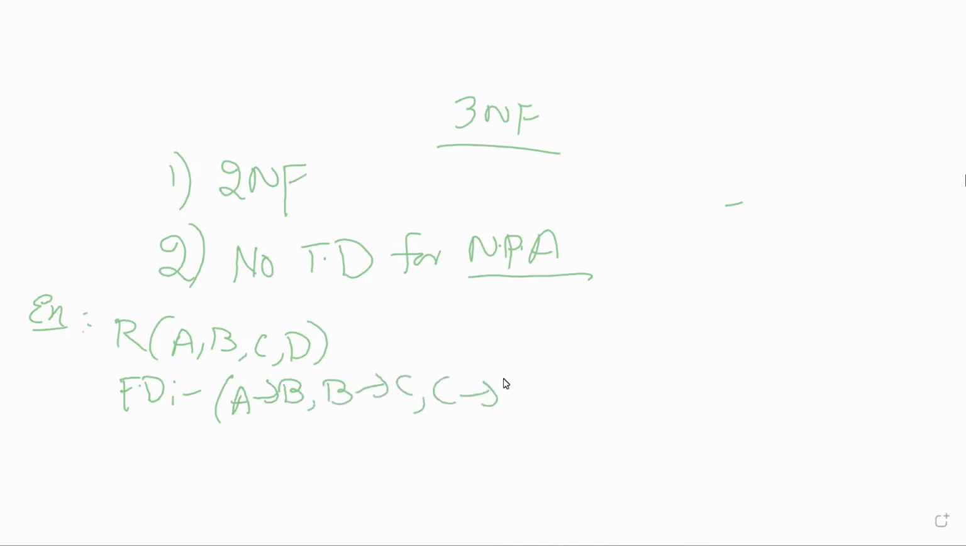C tends to A. No, this example we have already done, so I will just change this. Yes, now I want the answers for super key, candidate key, primary key, and the non-prime attributes.